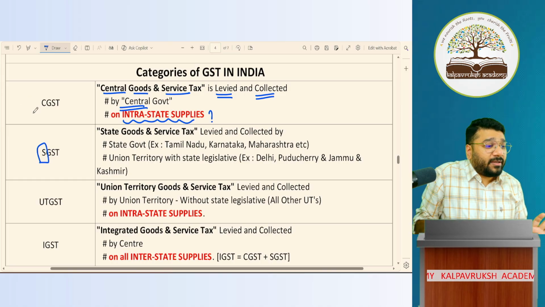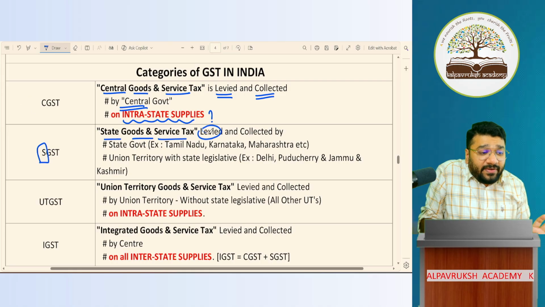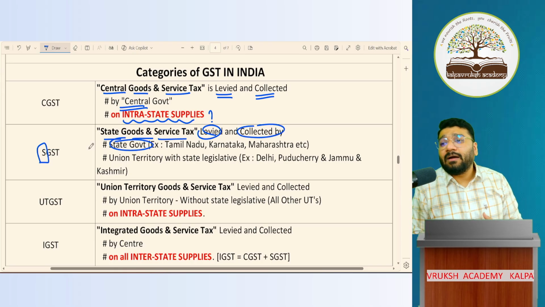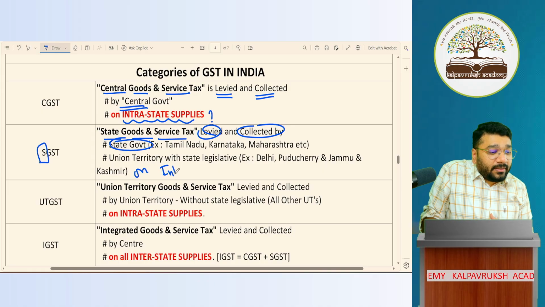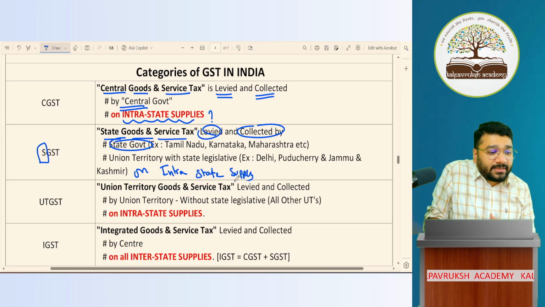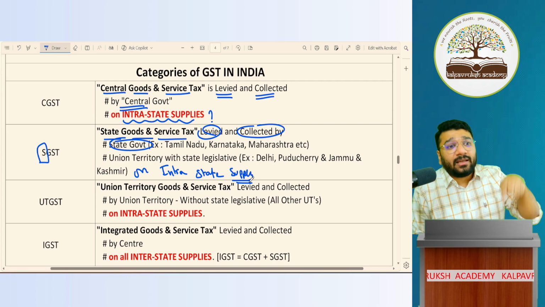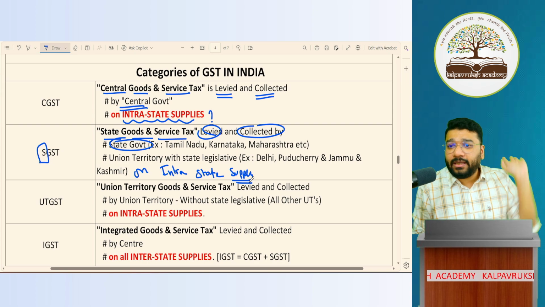SGST stands for State Goods and Service Tax. State Goods and Service Tax is levied and collected by the state government on what? On intra-state supply. Okay, not okay? Intra meaning, I haven't told yet, I'll tell now only.